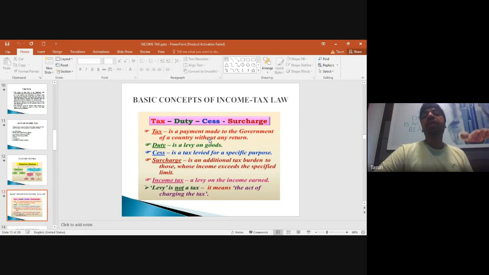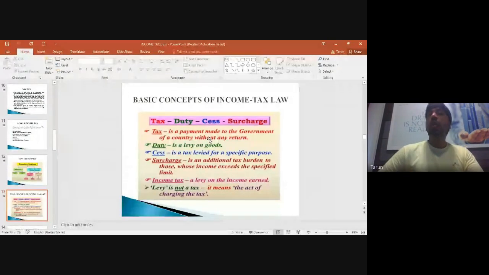Let's talk about the next term, surcharge. Surcharge is an additional tax burden. For example, your gross income is 10,000, and after all the taxes are deducted, it becomes the net income, right? And from the net income, there is also an additional tax burden to be deducted, which is called surcharge. So surcharge is an additional tax burden imposed on the income earned by persons.